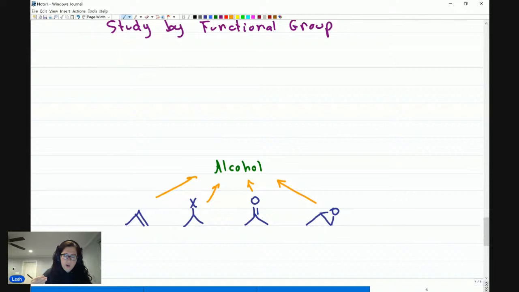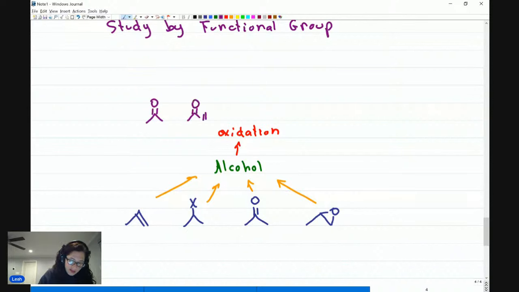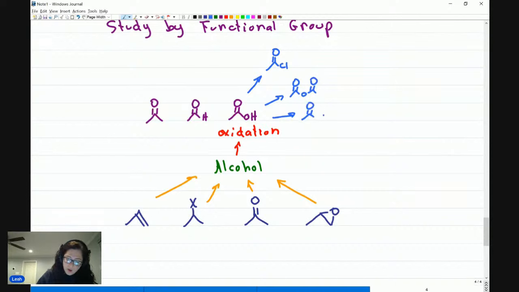Once you have that alcohol, what can you do with the alcohol? You can do oxidation. So for example, you can take that alcohol and turn it into, if it's secondary, a ketone. If it's terminal, an aldehyde, or a carboxylic acid. Now, Orgo 2 students, you don't stop there. You say, oh, carboxylic acid, well, what can I do with a carboxylic acid? Can I turn it into an acid halide? Can I turn it into an anhydride? What about an ester? What about an amide?